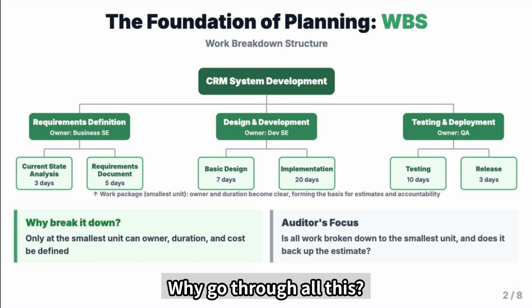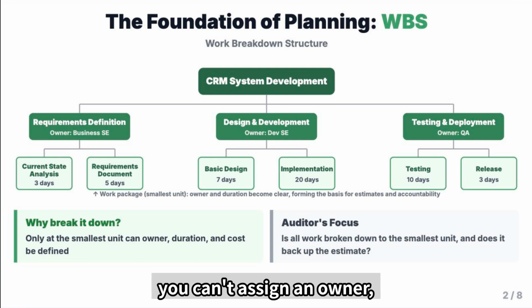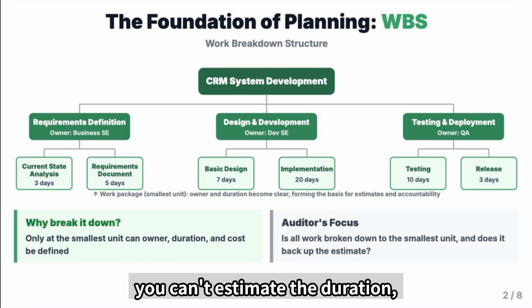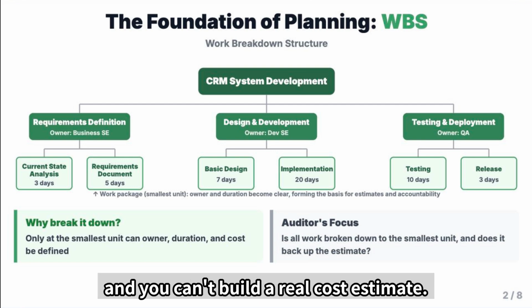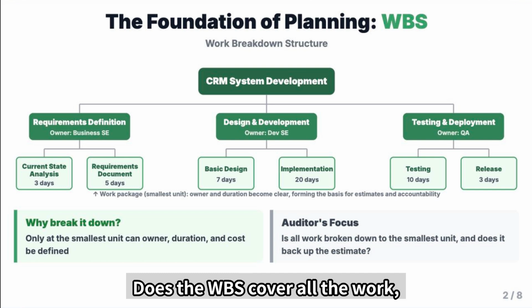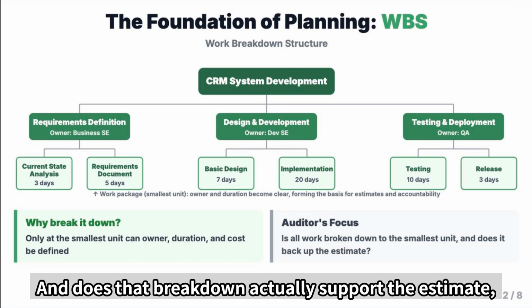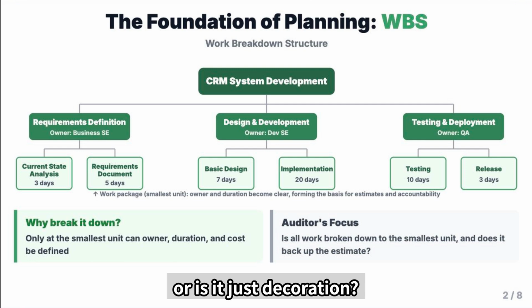Why go through all this? Because until you break work down to that level, you can't assign an owner. You can't estimate the duration. And you can't build a real cost estimate. As an auditor, you're checking 2 things. Does the WBS cover all the work, broken down to the smallest unit? And does that breakdown actually support the estimate, or is it just decoration?